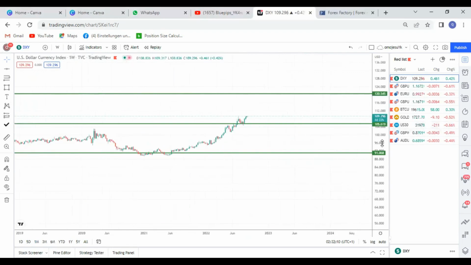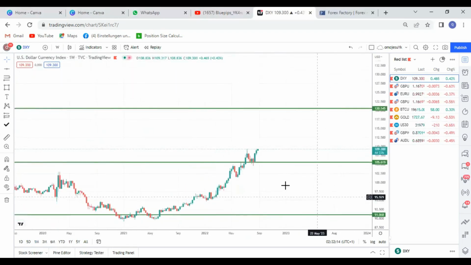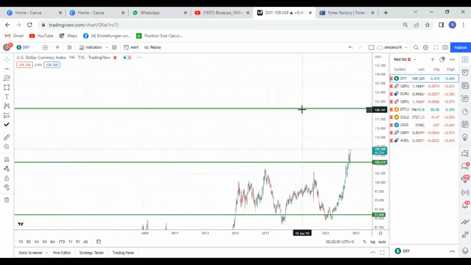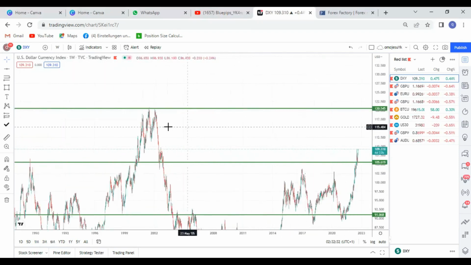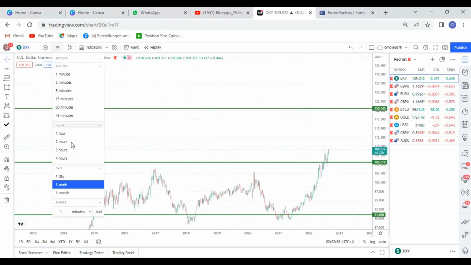We can see from the weekly that there was a breakout on this resistance and there was a retest. Currently, I'm buying this USD. For the past 3 weeks now, USD has been very strong. We can see it, and I'm expecting it to go all the way to this point. So you can see we still have a very long way to go. I'm expecting this next resistance here. Then let's go to our daily.